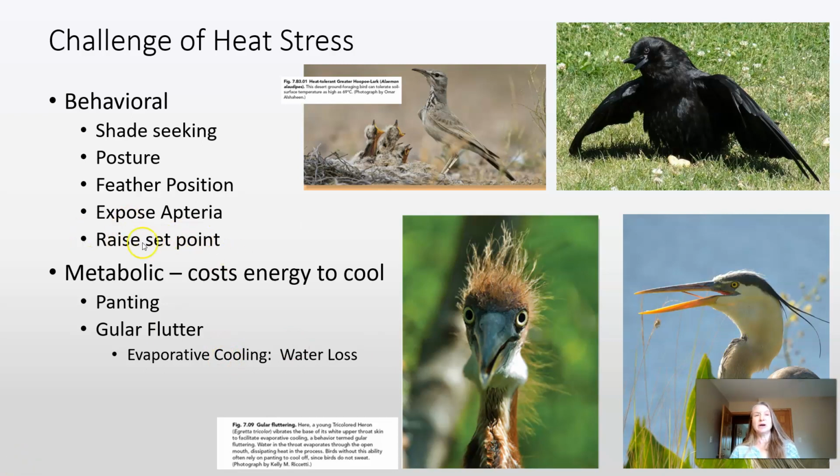I'm going to go back here on this raised set point. So some desert adaptive species have raised their heat tolerance. For example, this greater hoopoe lark is a desert bird, ground foraging, that can tolerate really high soil temperatures. And notice the coloration to reflect heat. If you're light colored, you're not going to absorb as much heat. But generally, physiologically, they can tolerate temperatures that are higher than what normal birds could tolerate.